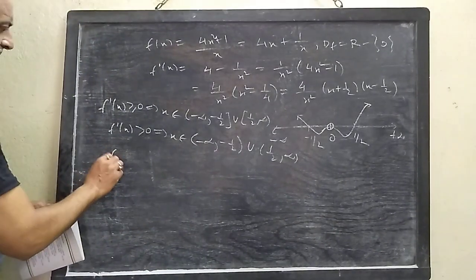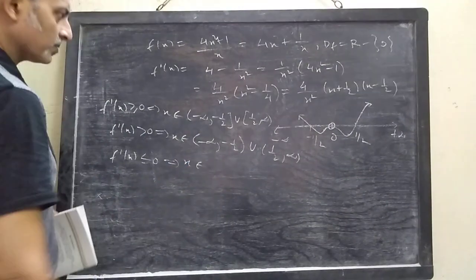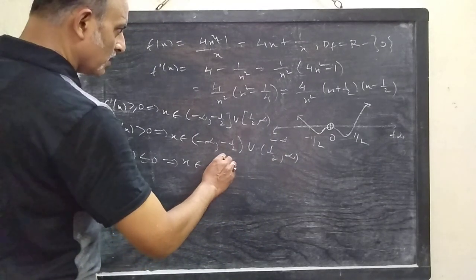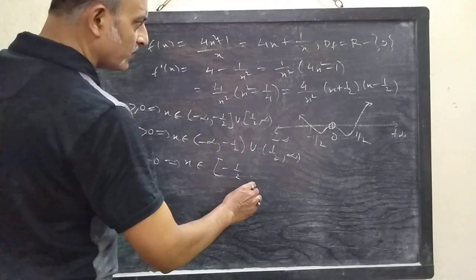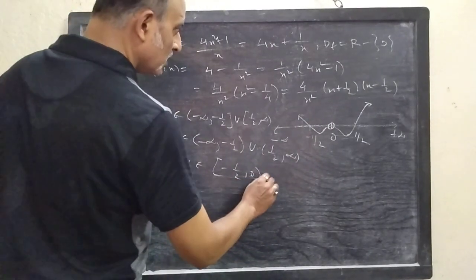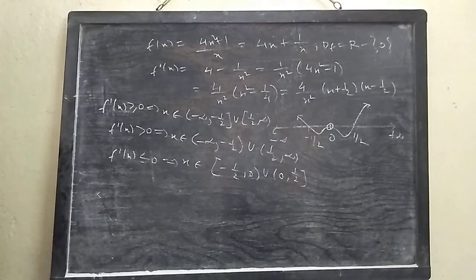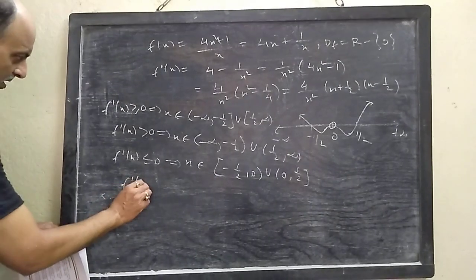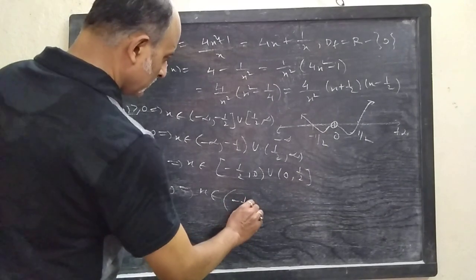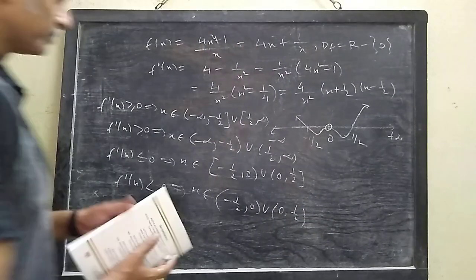For decreasing function, f dash x less than or equal to 0, that will give you x belongs to, so this will be closed minus half to 0 open, because 0 can't be within the solution set. Union 0 to half closed. And for strictly decreasing function, this will be minus half to 0 open union 0 to half open.